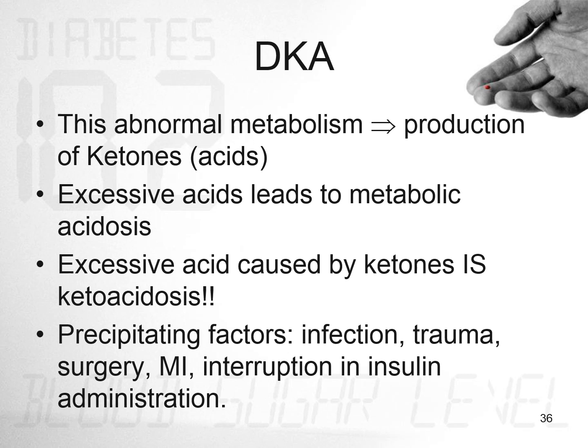So diabetic ketoacidosis: this abnormal metabolism equals a production of ketones, which are acids. The excessive acid leads to metabolic acidosis. Excessive acid is caused by ketones, and that's called ketoacidosis. Precipitating factors here are infection, trauma, surgery, MIs, or an interruption in insulin administration can also make one go into diabetic ketoacidosis.